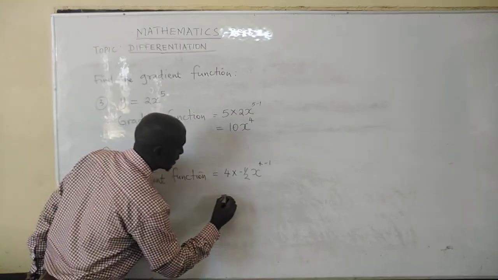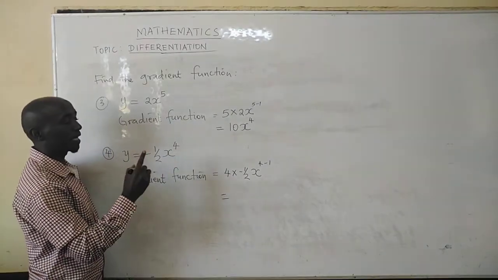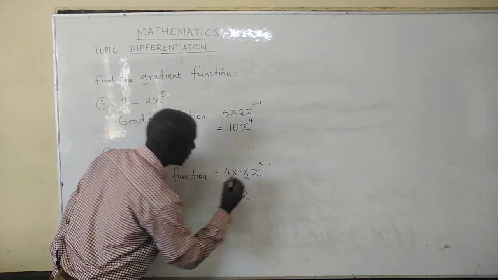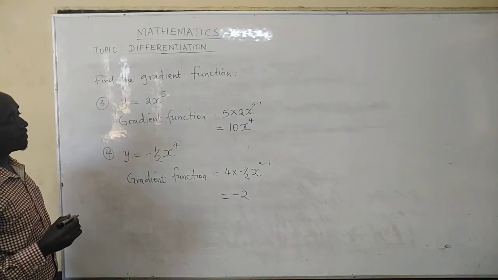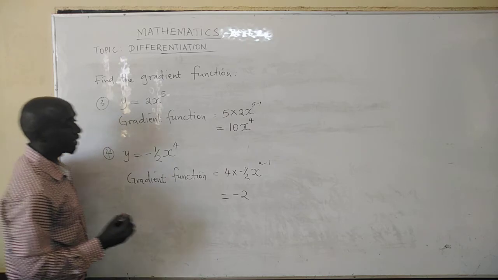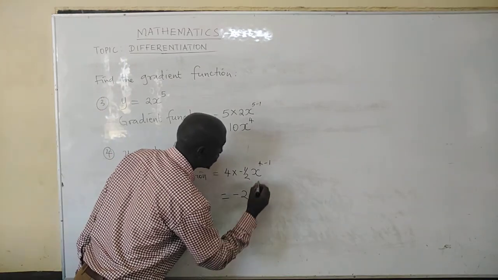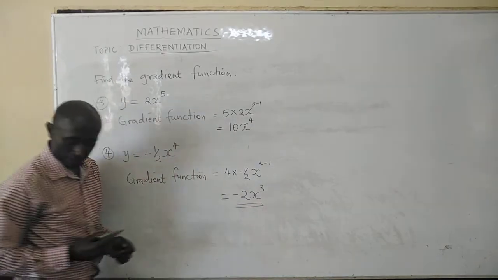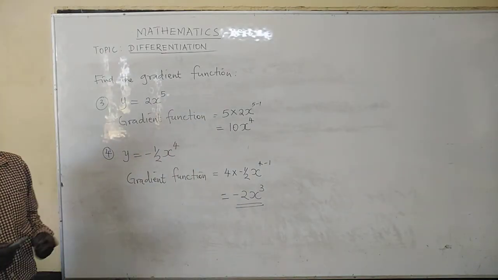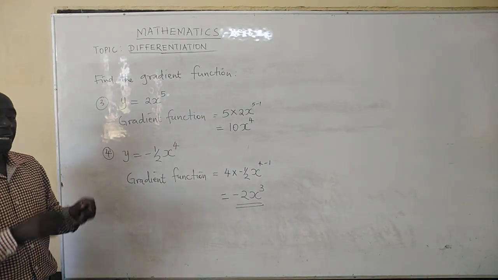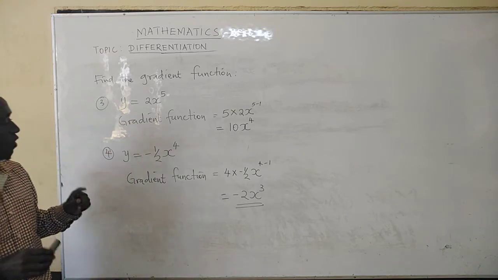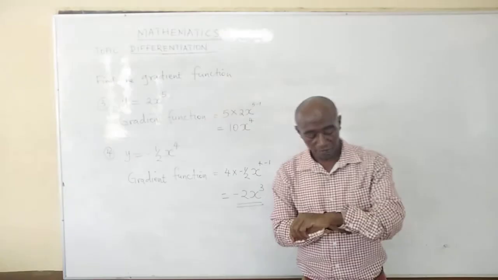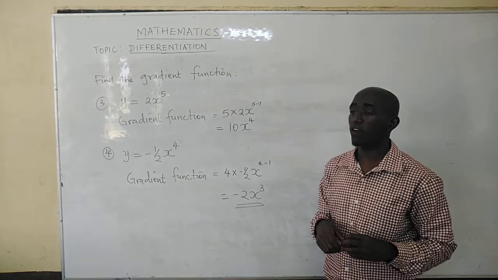If you simplify that, you will get 4 times negative a half is negative 2. So negative 2x raised to power 4 minus 1 is 3. Negative 2x raised to power 3. So that is how we find gradient function of a curve. That's how we get the gradient function of a curve.